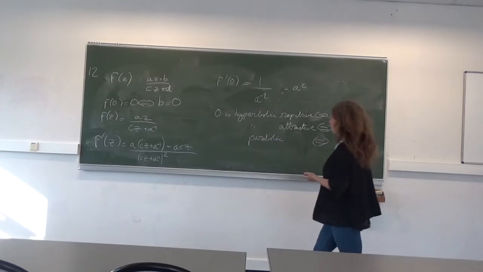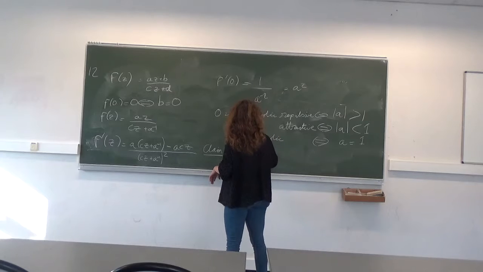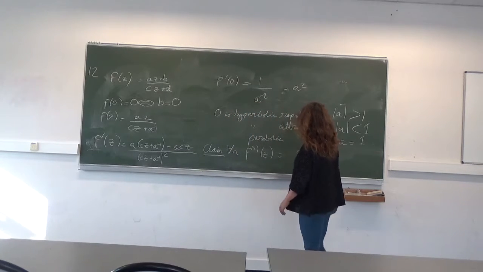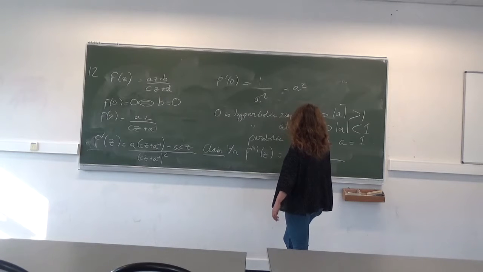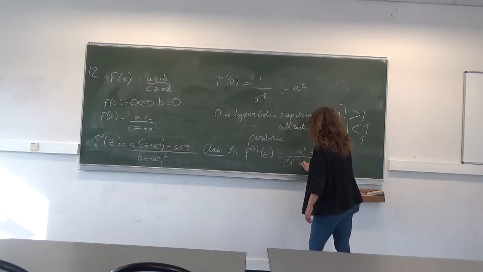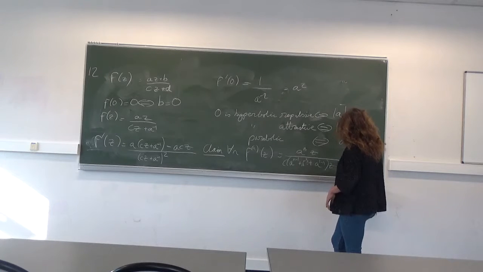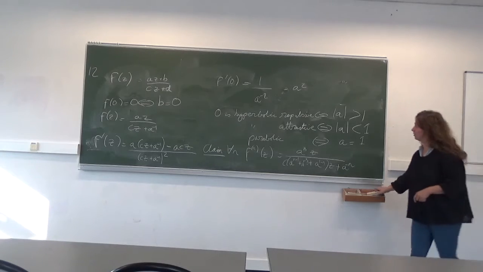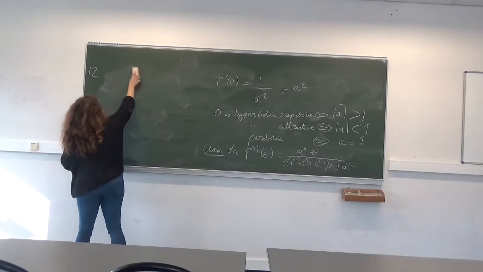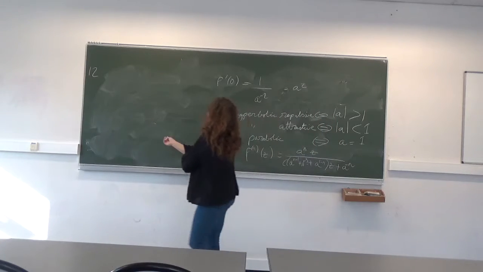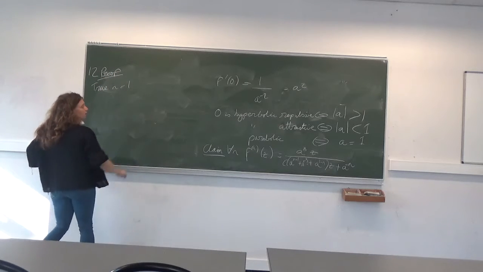Okay, so now I claim that for all n, f^n(z) is equal to a^n z divided by c(a^{n−1} + a^{n−3} + ... + a^{1−n}) z + a^{−n}. So we're going down by 2 each time. Okay? And obviously we're going to prove this by induction on n. So proof by induction on n. True for n equal to 1.